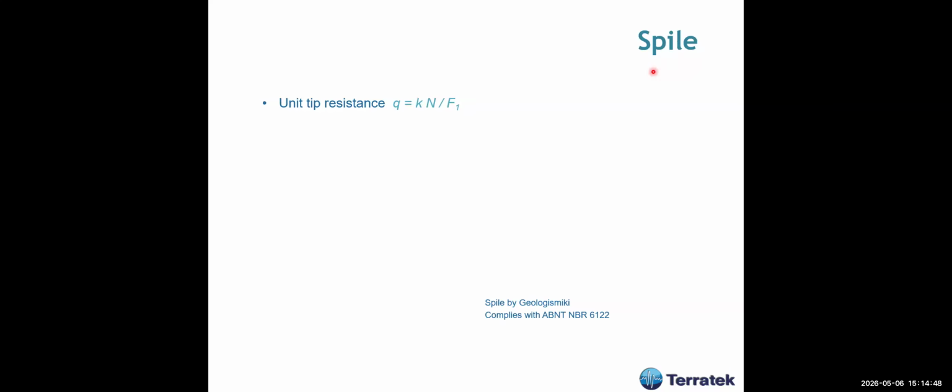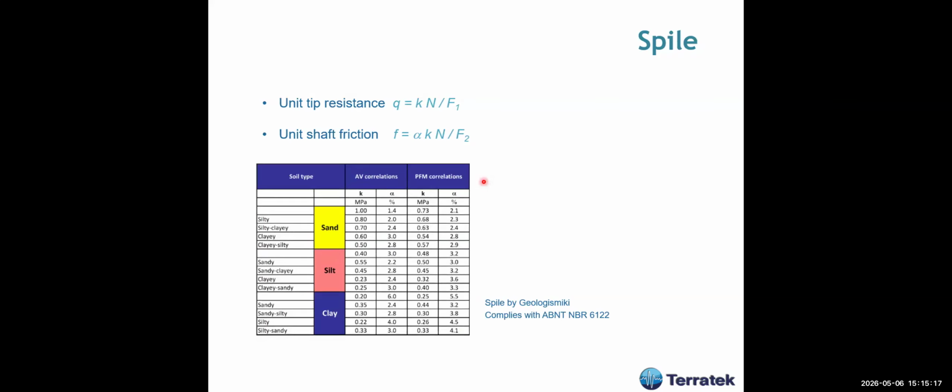So this is very simple. I used to do it with a spreadsheet. Now I use the software. It's easier and faster. So the unit tip resistance is a function of N_SPT, and these are empirical coefficients. Unit shaft friction is the same. We have this N from SPT, and alpha, K and F2 are empirical coefficients. And these are the coefficients that are built into this program.